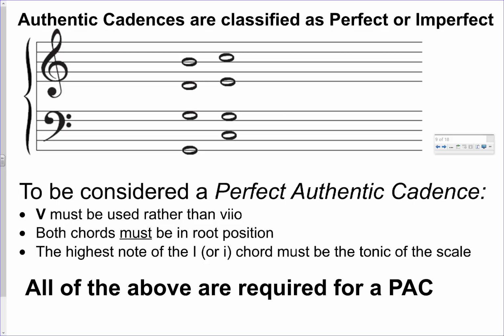Authentic cadences are classified as perfect or imperfect. To be considered a perfect authentic cadence, 5 must be used rather than the 7 diminished. Both chords must be in root position, and the highest note of the one in major or minor must be the tonic of the scale, Do. So all of the above are required for a perfect authentic cadence.